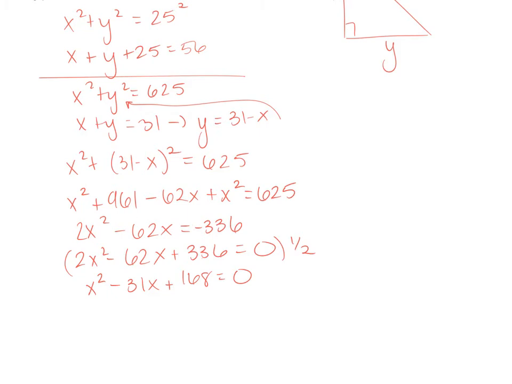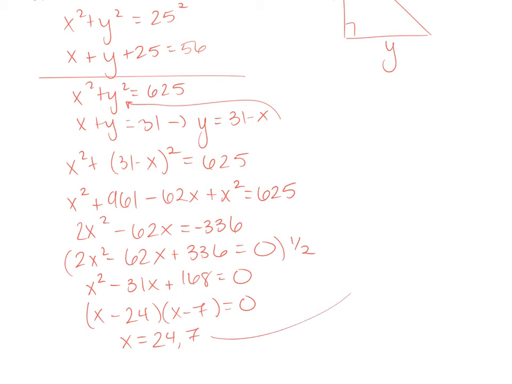This does factor. The factors are 24 and 7, so x minus 24 times x minus 7 is equal to 0. So x must either be 24 or 7. And so then, if we have one, we can always find the other, right?